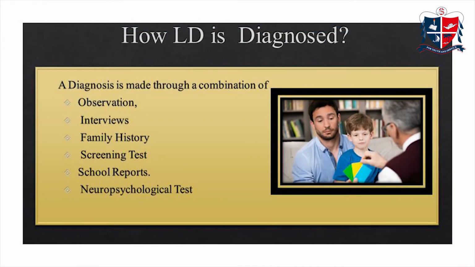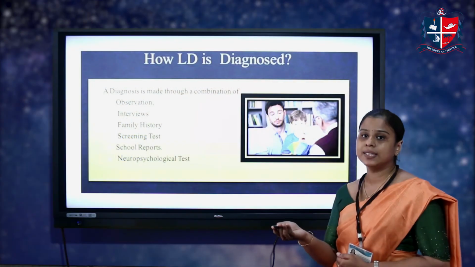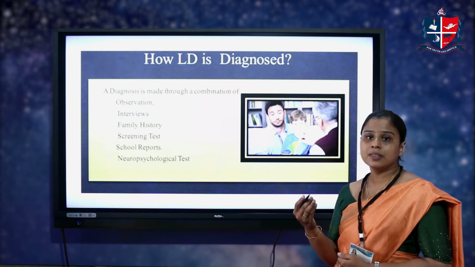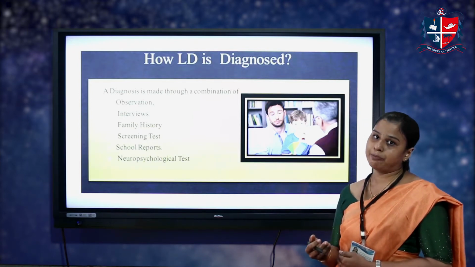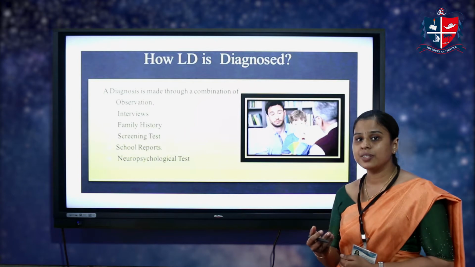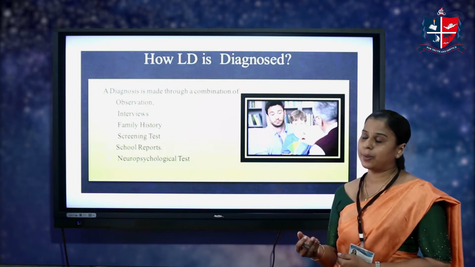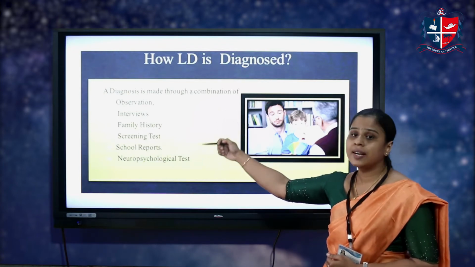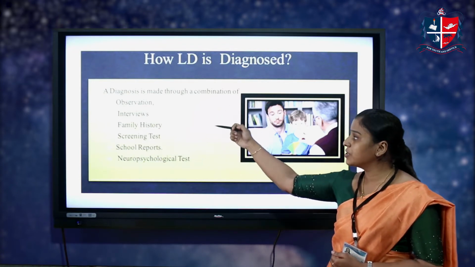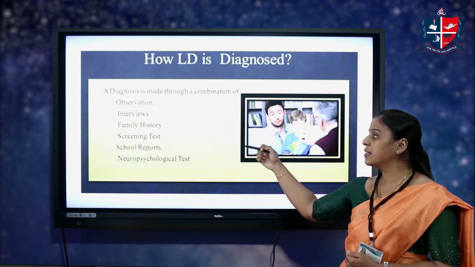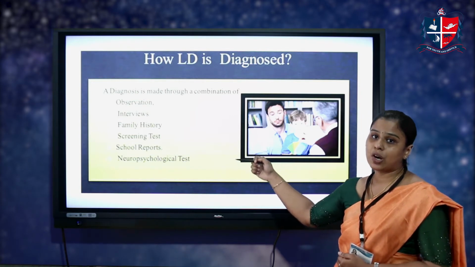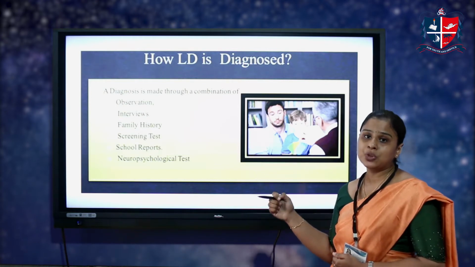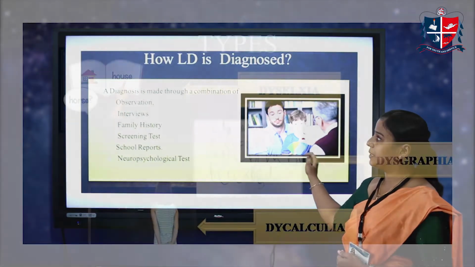Next, how is LD diagnosed? LD is learning disability. It is diagnosed using different tests given by a multidisciplinary team, which includes a psychiatrist, psychologist, and psychiatric social worker. The diagnosis is based on a combination of observation, interviews, family history, screening tests, school reports, and neuropsychological tests. These are the major tools professionals use to diagnose learning disability.